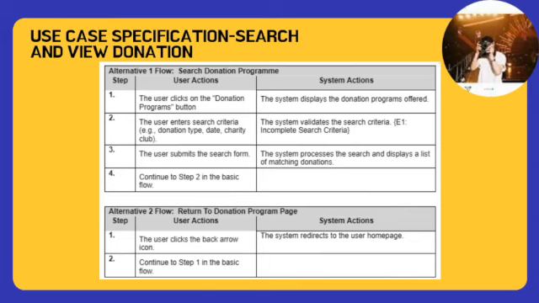Now let's discuss the alternative one flow, which is search donation program. The user clicks on the donation program button. The system will display the donation program offered. Then the user clicks the search button and enters the search criteria, which are donation type, date, charity, and also the charity club. The system validates the search criteria, which also has the exception one, incomplete search criteria. The user submits the search form and then the system will process the search and display a list of matching donations. The last one is it will continue to step 2 in the basic flow.